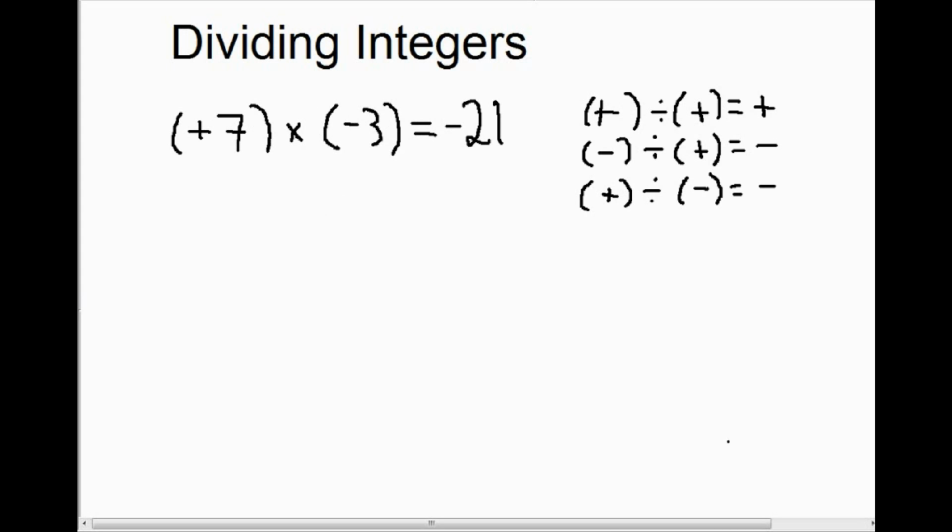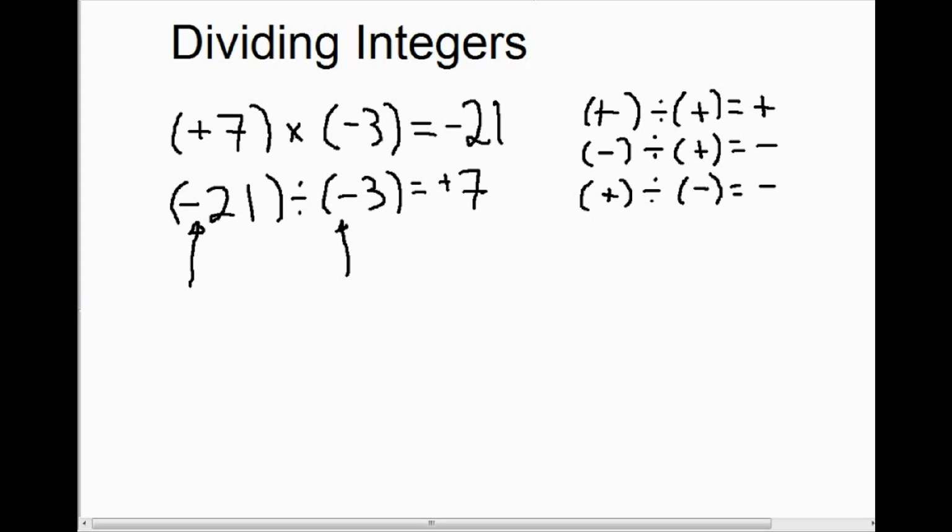So one more example we're going to look at here, where we have our multiplication question and answer, and we're going to take the answer to that multiplication question and make a division question that relates to it. So let's do negative 21 divided by negative 3. And the answer to that should be the other number, and in fact it is the other number. So negative 21 divided by negative 3 is positive 7. And what we can see here is if we divide a negative divided by a negative, the answer is a positive.